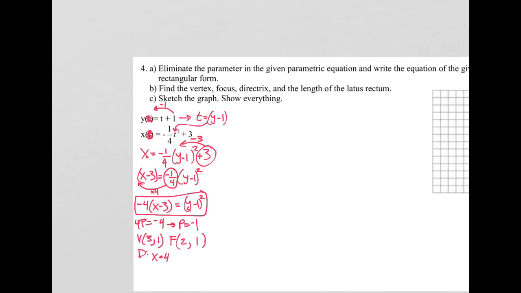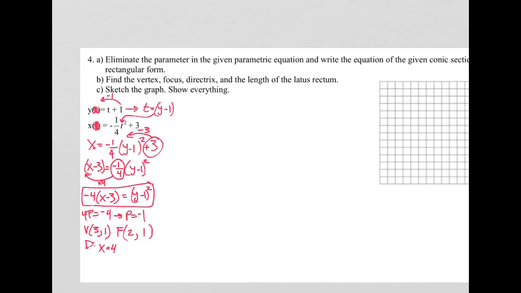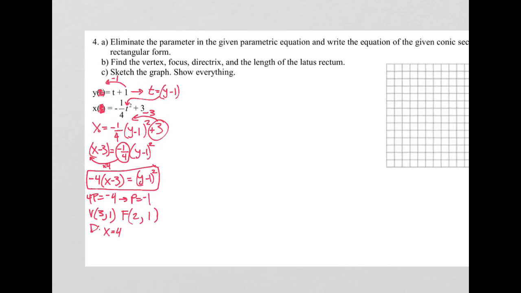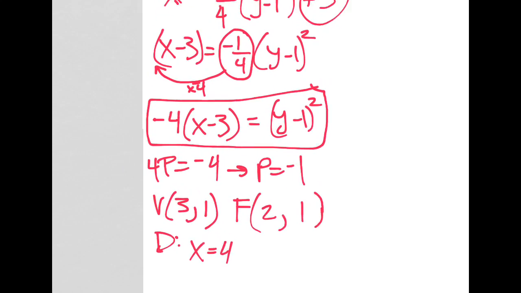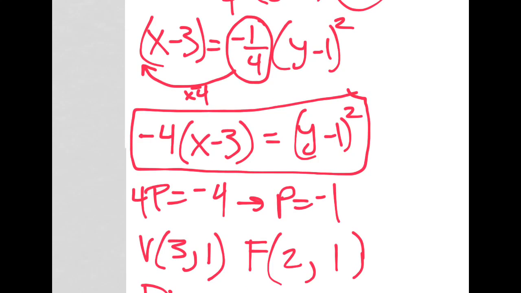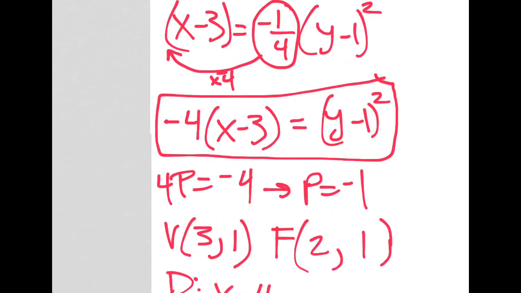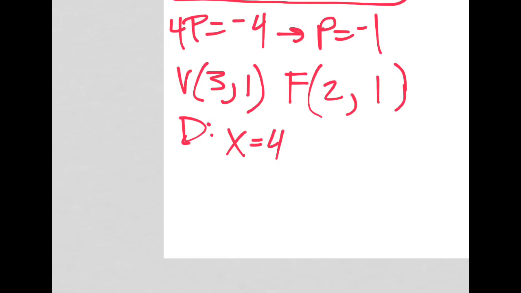What else do we want to do? We eliminated the parameter. We got it in rectangular form. We found the vertex, focus, directrix. Oh, the length of the latus rectum is always in the form of 4p, but it is a length, so you should think of it as the absolute value of that. Well, what is the absolute value of 4p? Well, that's positive 4. It's just that coefficient right there, the positive version of it. So I'm going to say the latus rectum equals 4.